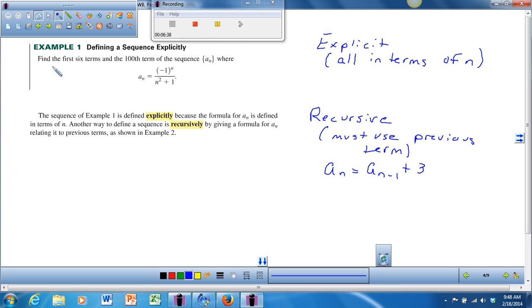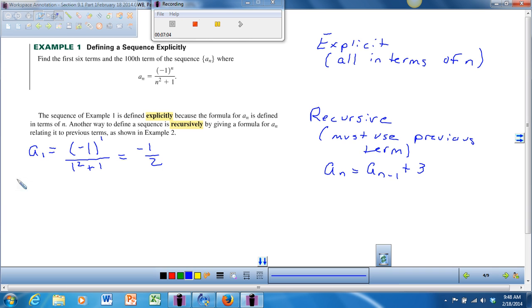Okay? All right, so this problem says, find the first 6 terms and the 100th term of the sequence a sub n, where a is defined as that. So how would I find a sub 1? Plug in 1. So let's do that. We get negative 1 to the first over 1 squared plus 1. And we get what? Negative 1 half. All right, well, if I want 6 terms, I would plug in 2. I would plug in 3, 4, 5, and 6. And then if I want the 100th term, I would plug in 100.